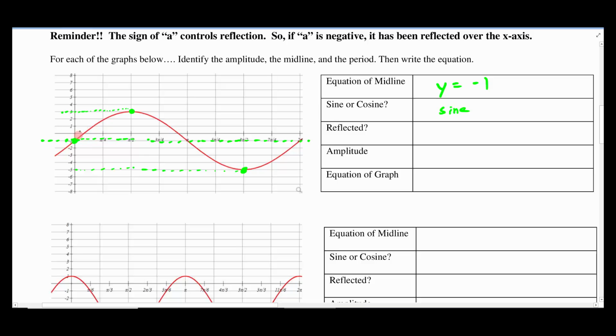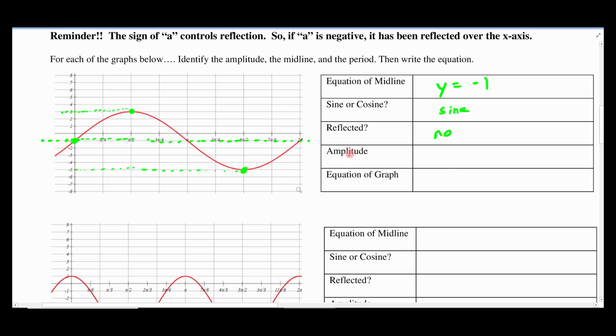Okay, so if I'm looking at this wave, notice how this wave starts at the midline and then it goes up, right? And that is the typical direction for sine. If this function had been reflected, this point would be reflected down here below the midline. Okay, so this one has not been reflected.